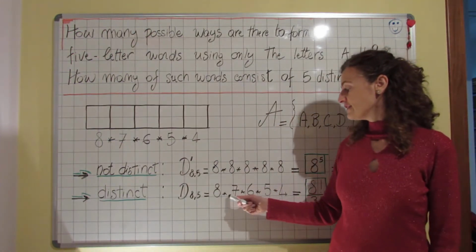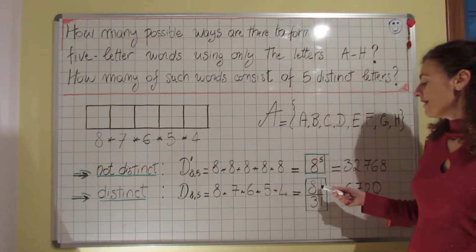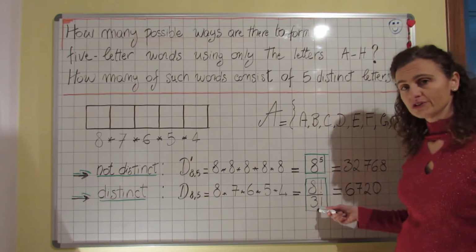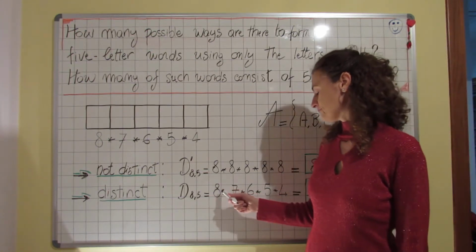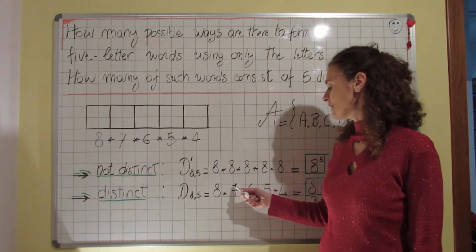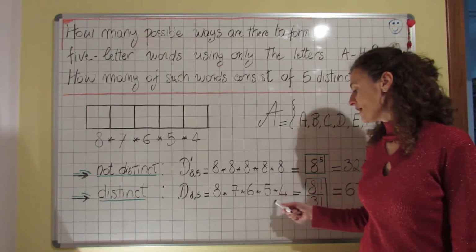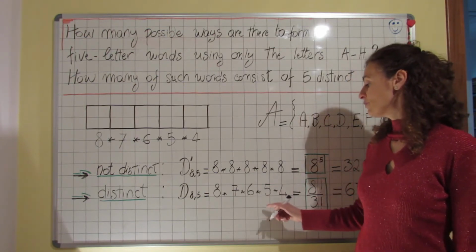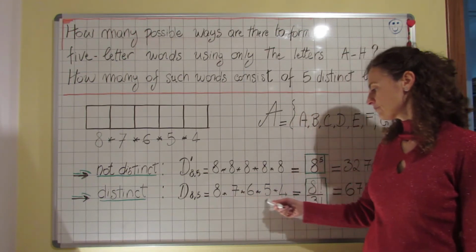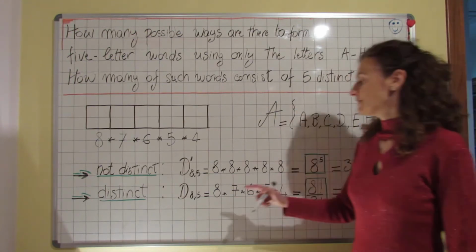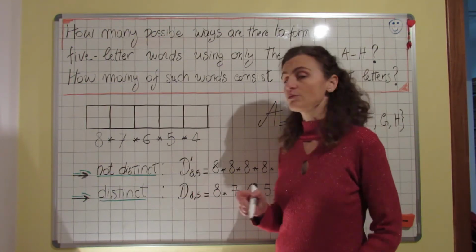So we have 8 times 7 times 6 times 5 times 4, which is 8 factorial divided by 3 factorial, because 8 factorial is the multiplication of 8 times 7 times 6, etc., until times 2 times 1, divided by 3 times 2 times 1. So we can simplify 3 factors, and this is a compact notation of what we have written here. This is called a simple disposition of 8 elements in groups of 5.